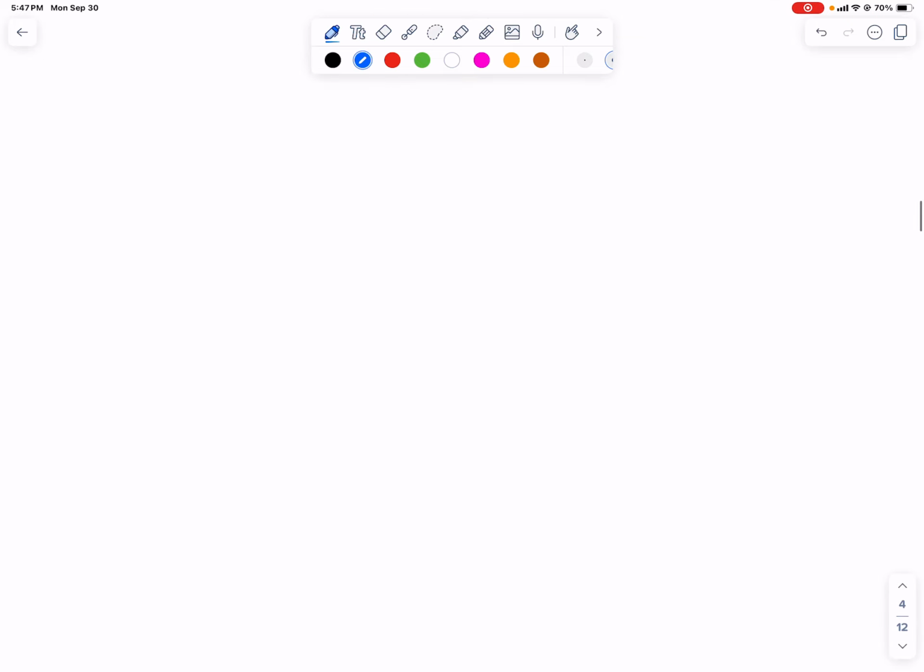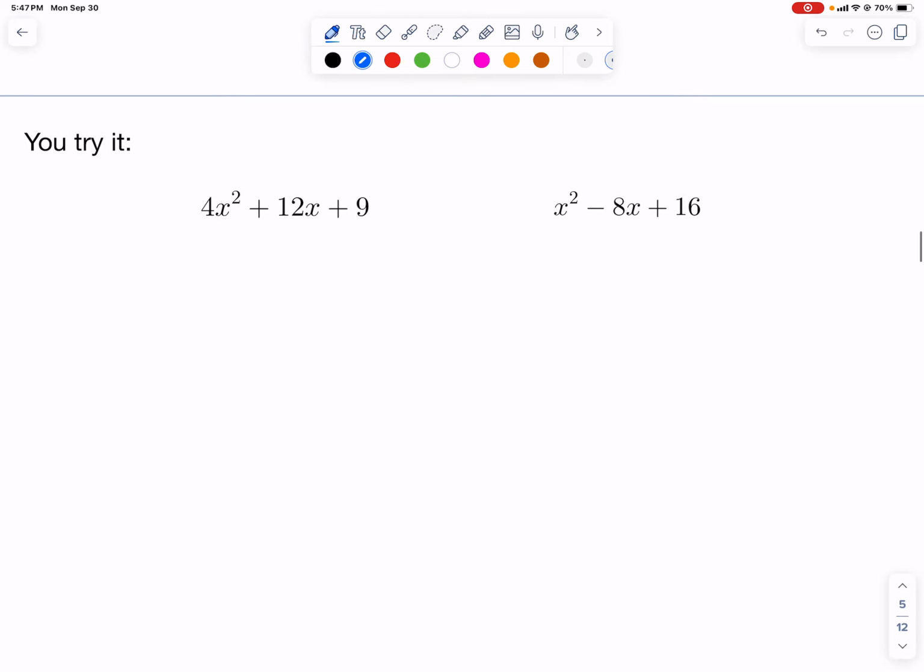Okay, so here are a couple of examples for you to try out. Take some time and see if you can figure this out.